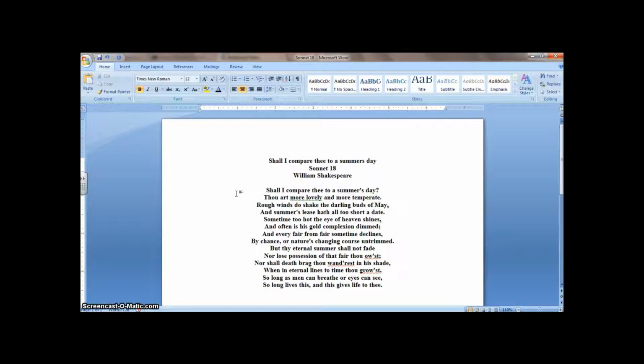Now, as you could see, I read that out loud. Even if I were doing this as homework, I would still read it out loud so I could actually hear. Poetry is meant to be spoken out loud so you can really get a sense of appreciation for what the rhythm sounds like.